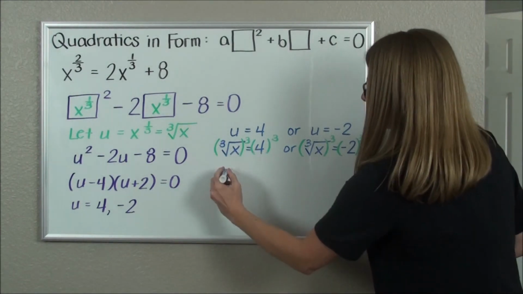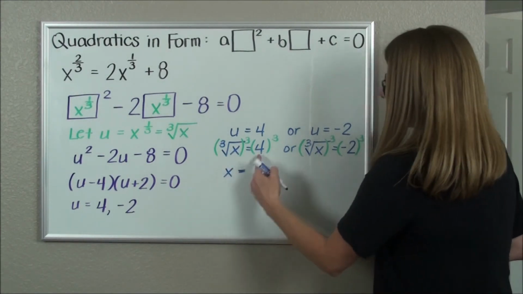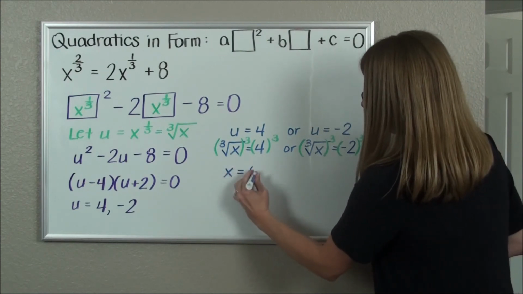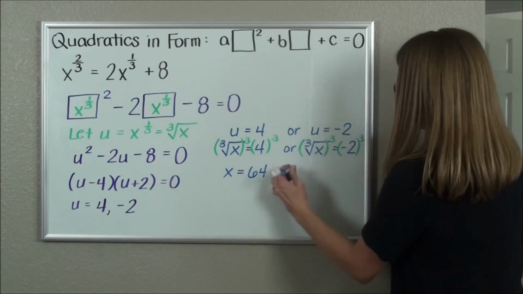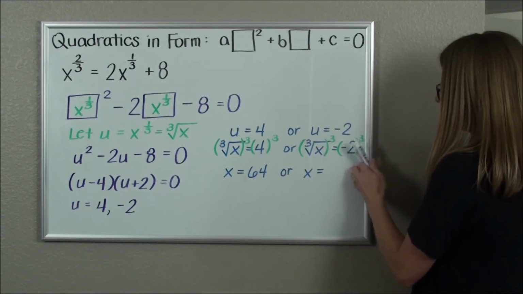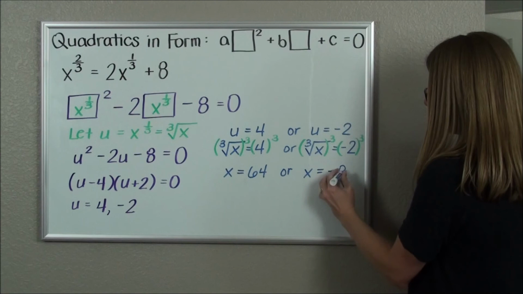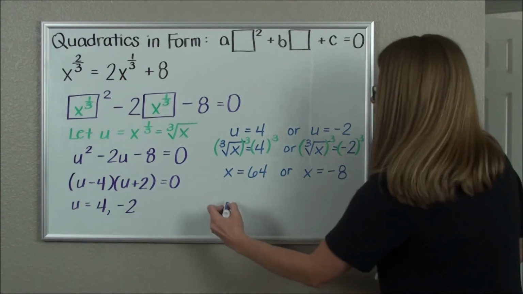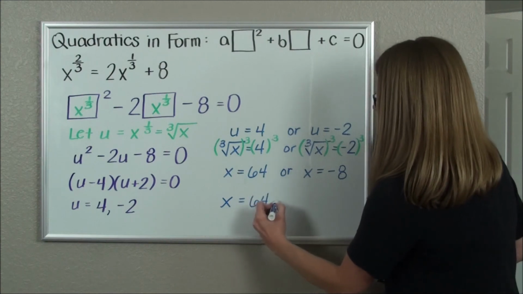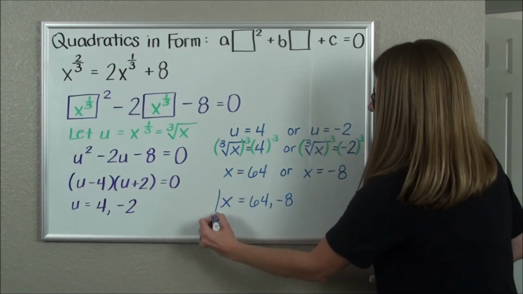Cube undoes the cube root, I get x. 4 cubed is going to give me 64. Again, the cube undoes the cube root. And negative 2 cubed, we saw this last time, gives us again negative 8. So again, I'm getting two solutions. In this case, I'm getting 64 and negative 8.